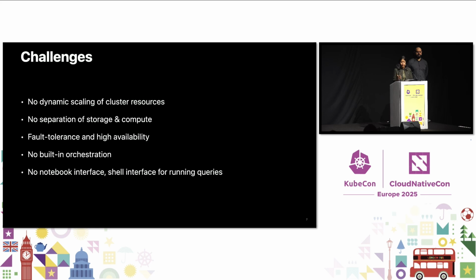No fault tolerance. One job could bring the whole cluster down and impact all other users. There was no built-in orchestration. We had to ship the entire Spark distribution on bare metal, which was error-prone and had connectivity issues. For interactive experiments, there was no notebook interface. Everyone was using a shell interface for running interactive queries, which limited our data scientists' productivity.